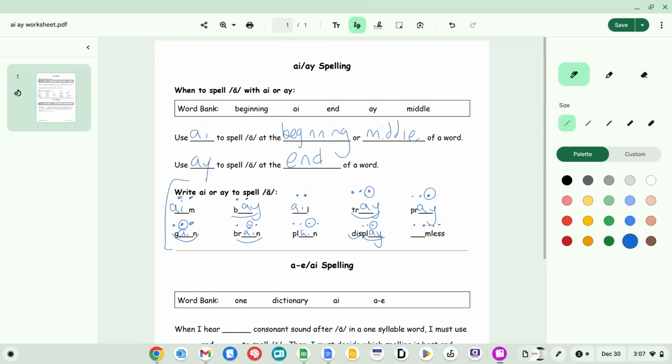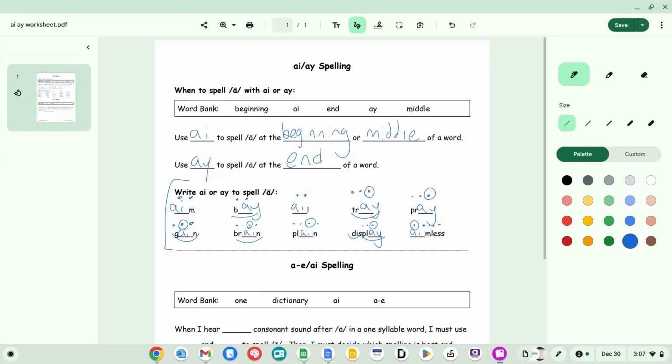This next word is aimless. So I hear A-M-L-S. So if I hear it in this space, it's in that beginning zone. So I'm going to spell it with that A-I.